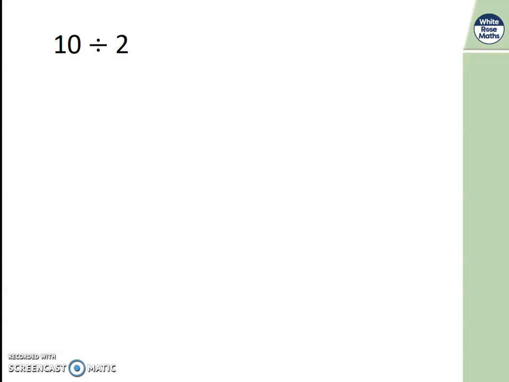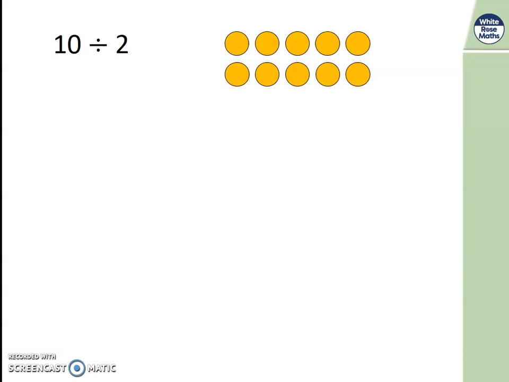Now let's move on to sharing and grouping. So can we share 10 things into 2 groups? Think about how you would represent this. So there are 10 objects, 10 circles in this case. How will we share them into 2?